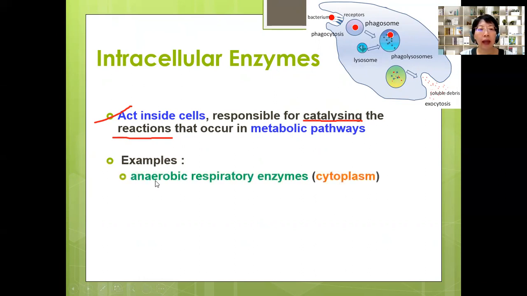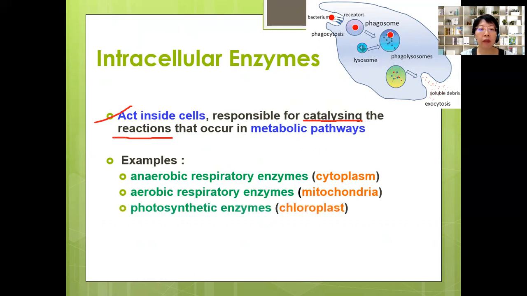Example, anaerobic respiration enzymes are found in the cytoplasm. Aerobic respiration enzymes are found in mitochondria. Photosynthetic enzymes are found in chloroplasts. So whenever a reaction occurs in a certain location of the cell, it is because the enzymes for the reaction are produced in that location. That's why the reaction occurs in that location. So why does aerobic respiration occur in mitochondria? It's because those aerobic respiration enzymes are produced in the mitochondrion. So therefore, aerobic respiration occurs in the mitochondrion. Okay.